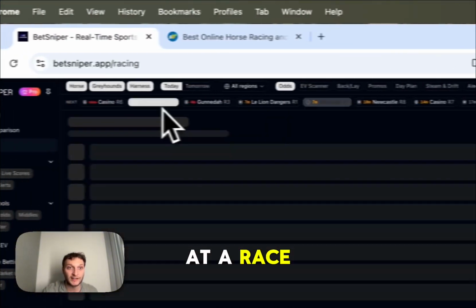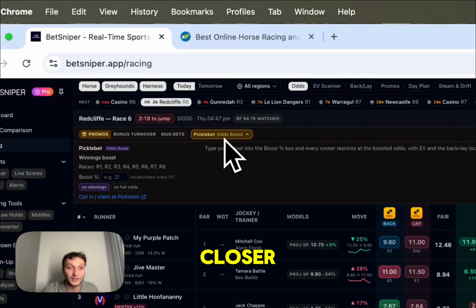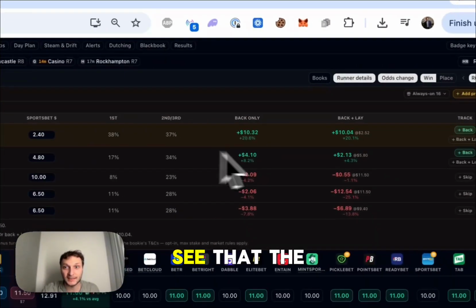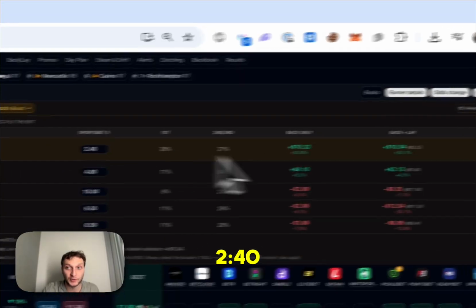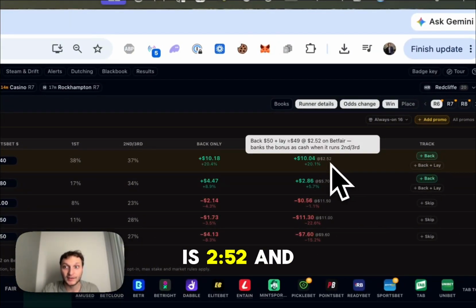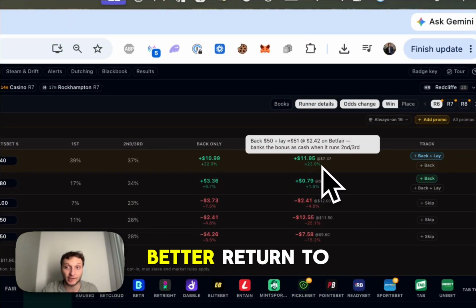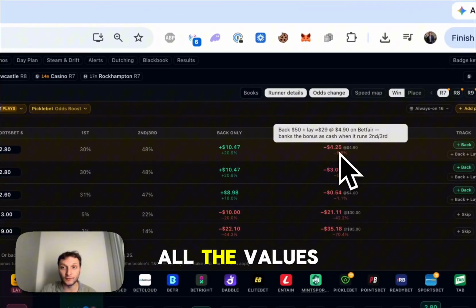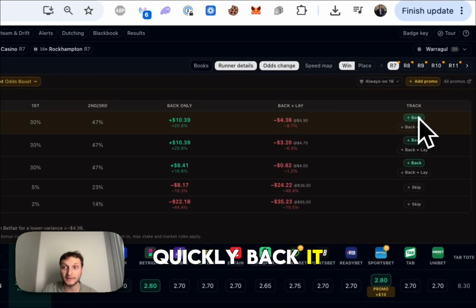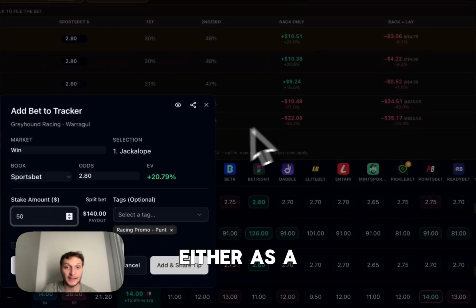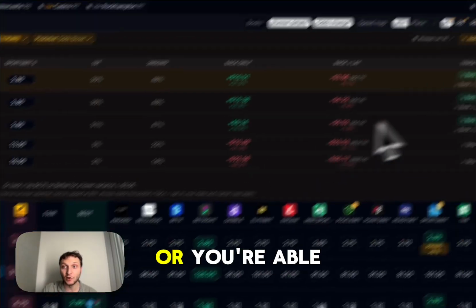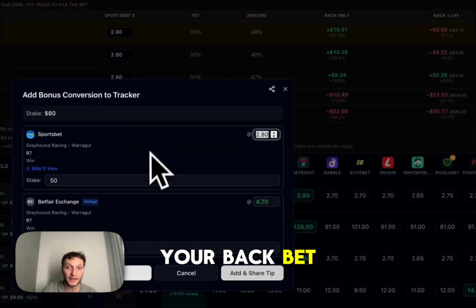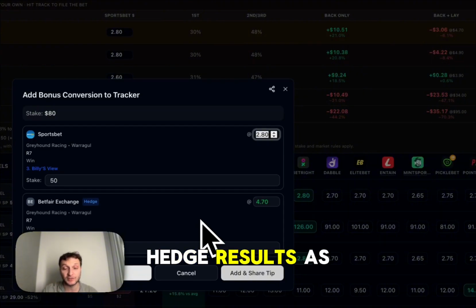So if you were to look at a race coming up much closer, in this instance, you can see that the back price is 2.40, the lay price is 2.52, and it's actually a better return to back-lay here than just to back. All the values you need to bet are here, and then you're also able to quickly back it either as an EV bet and just play the win, or you're able to back both your back bet and your lay bet and track your hedge results as well.